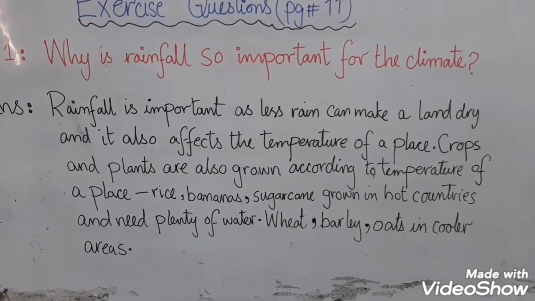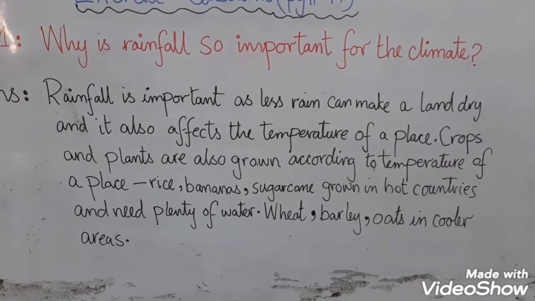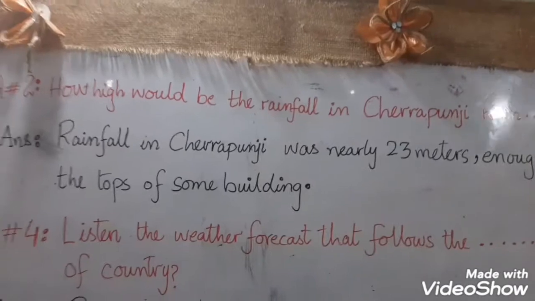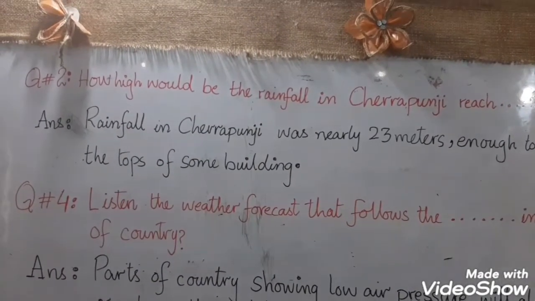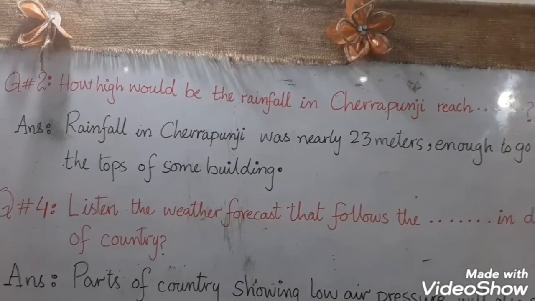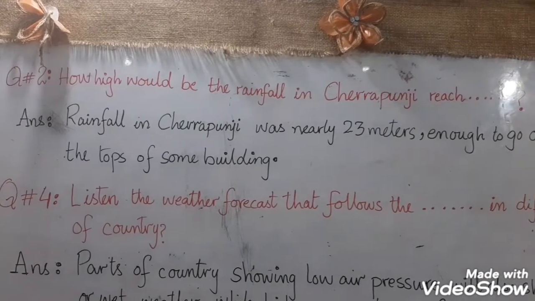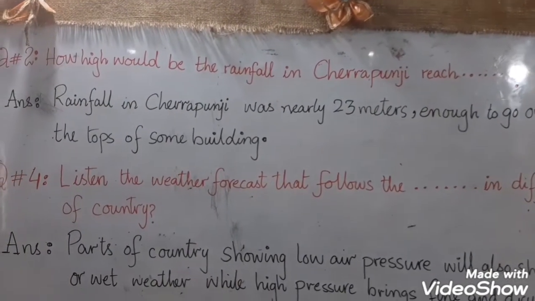Wheat, barley and oats are grown in cooler areas. Question number 2, exercises: how high would the rainfall in Cherrapunji reach? Rainfall in Cherrapunji was nearly 23 meters, enough to go over the top of some buildings.